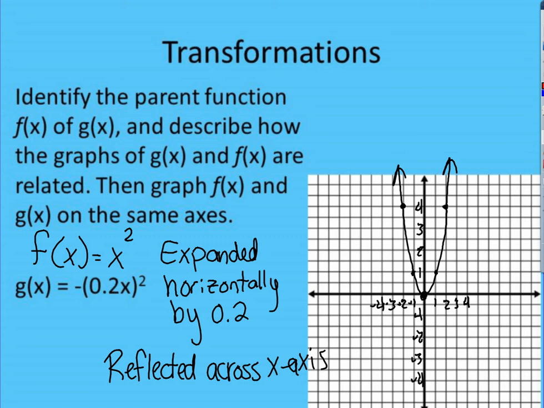So 0.2 times 1 is 0.2. Squared gives us 0.04. But we're going to flip that across the x-axis. So we're going to be about here and about here. 0.2 times 2 is 0.4. Squared gives us 0.16. So we are expanding it horizontally, and it's going across the x-axis.